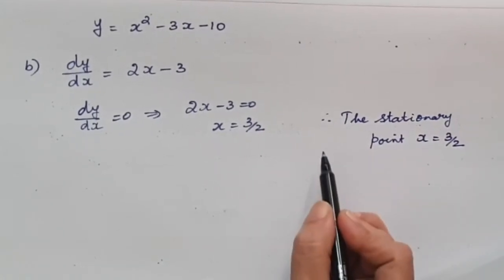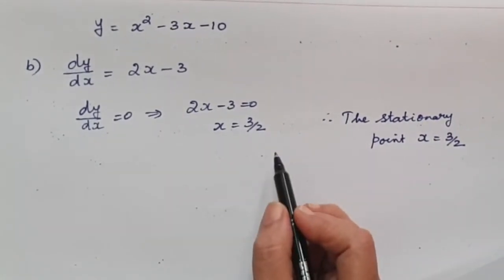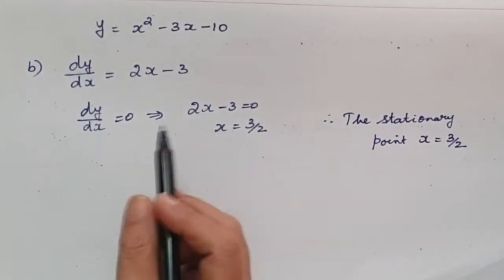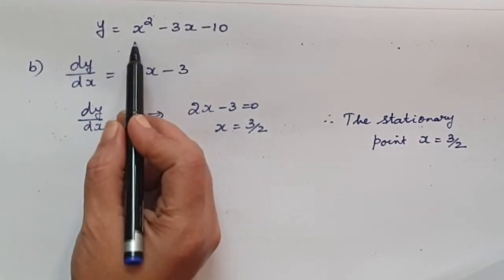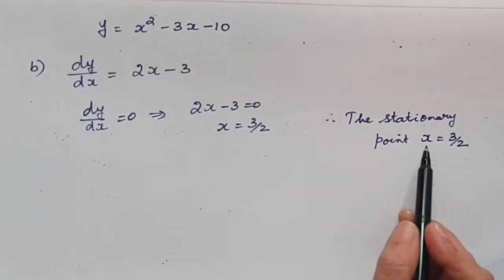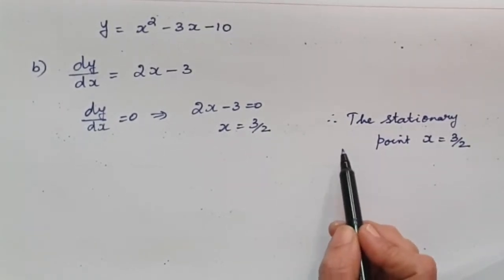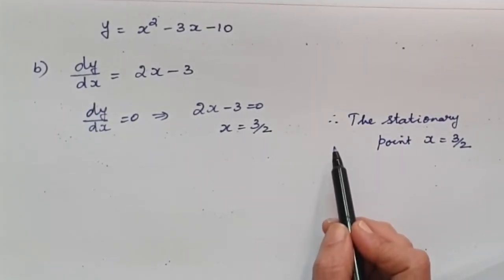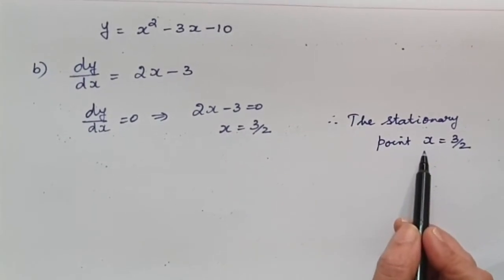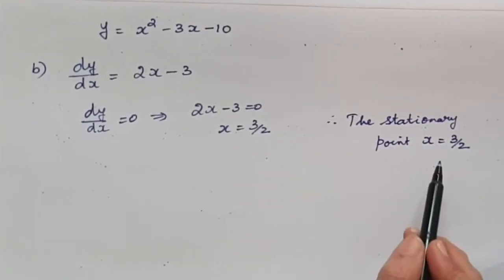In our question, we are not asked to find the coordinate. In case they tell us to find the coordinate, we'll just substitute this x value here and find out the y value. That will give the coordinate. But this question doesn't ask for the coordinate. They are just asking us only for the stationary point. So x equals 3 over 2 is a stationary point.